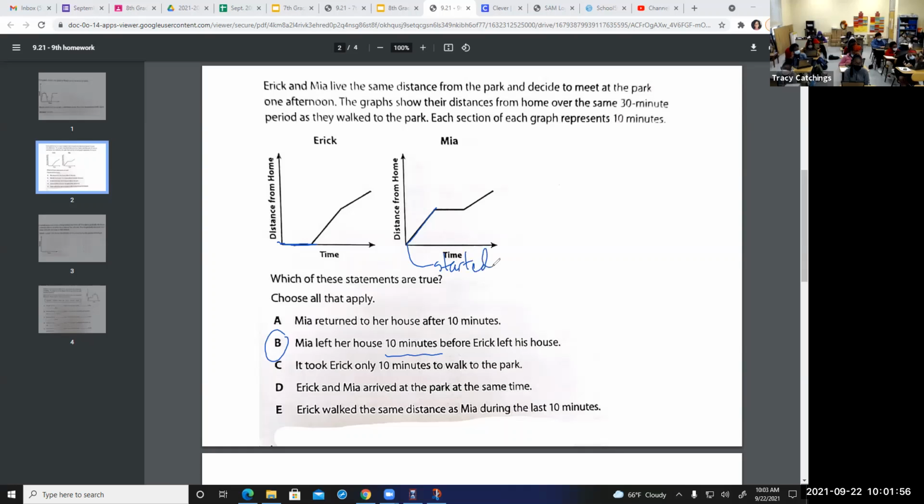All right, she said that started at 0. I can agree with that. You said it wouldn't be A, return to her house after 10 minutes. Good job. It would have dropped. I'm gonna say it should drop. All right. Why? Okay, 2 sections. So that would have been what, 20 minutes?